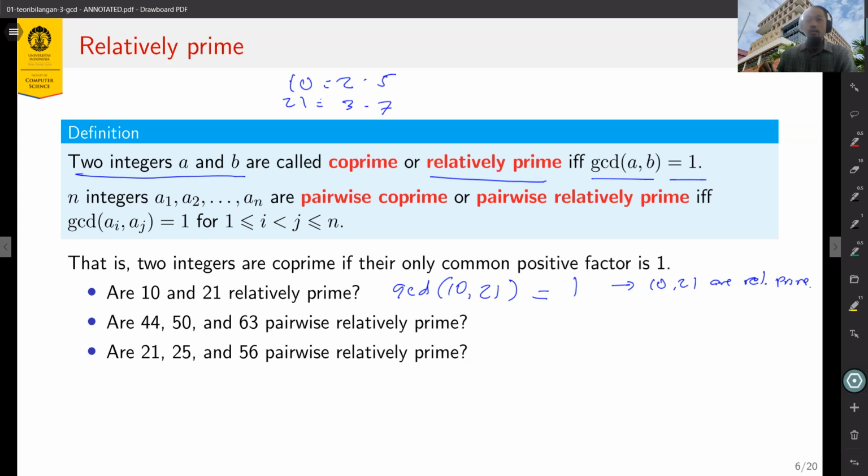What about this? Are these three numbers pairwise relatively prime? We say that a collection of numbers is pairwise relatively prime if and only if for every pair of numbers in the collection, the GCD is 1. So is this pairwise relatively prime?